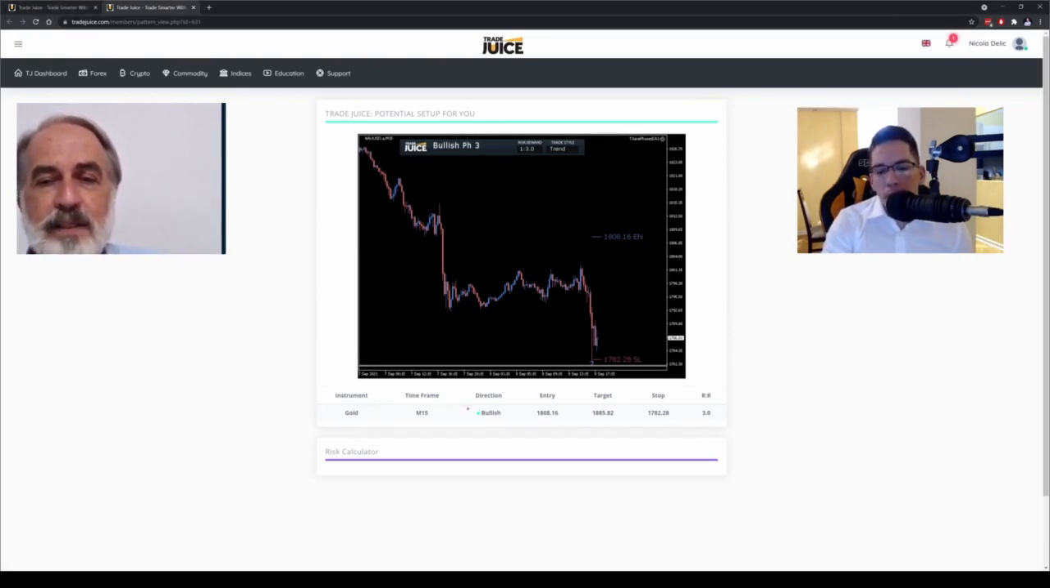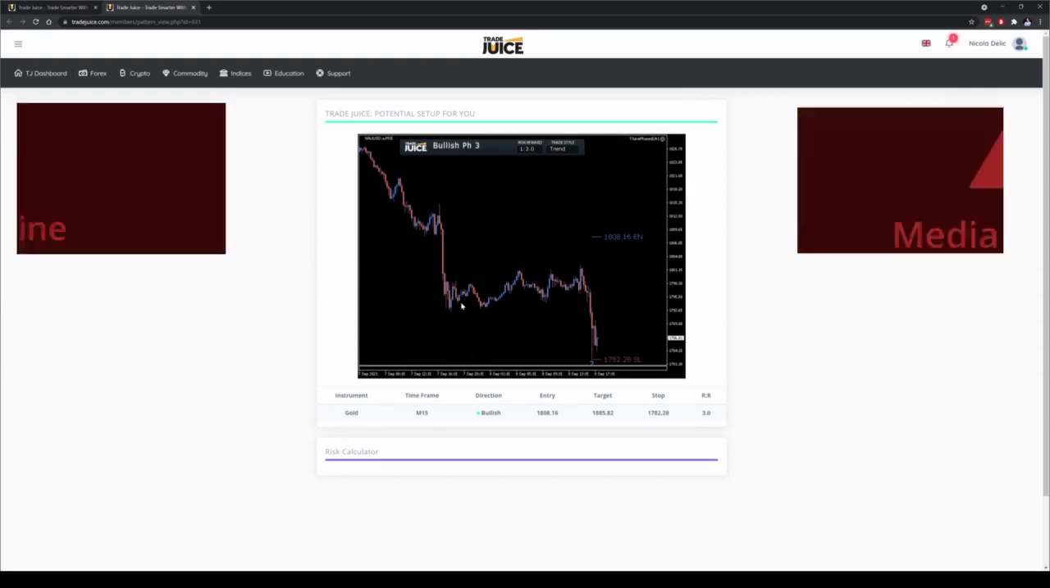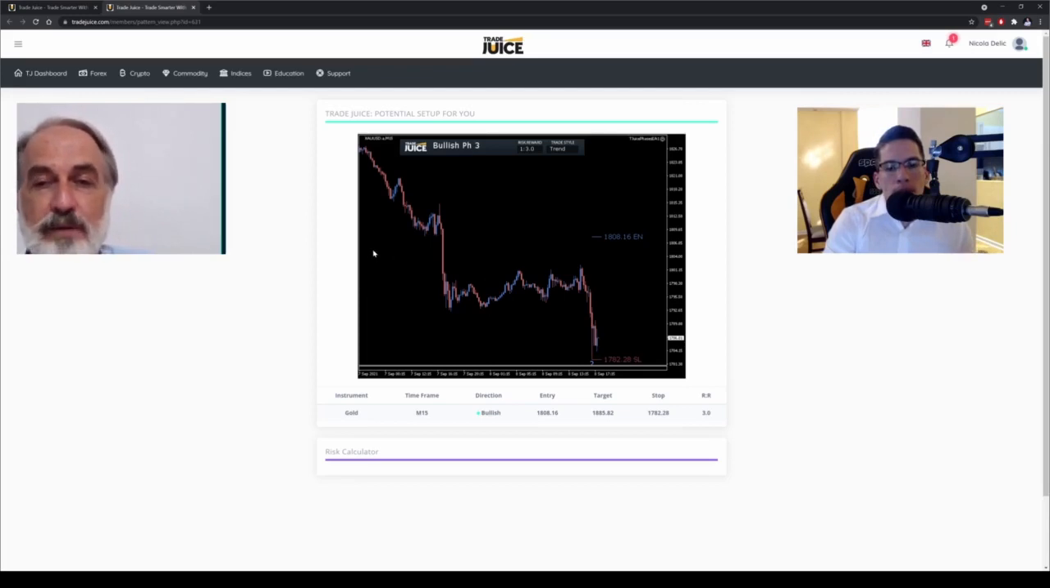So just to be clear, Nicola, this is just an image, you're not trading on somebody's platform. This is all just directions, where to enter, what the chart would look like when you open it up on your own MT4 platform.